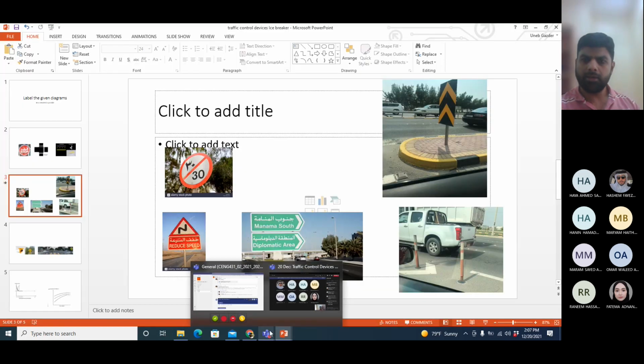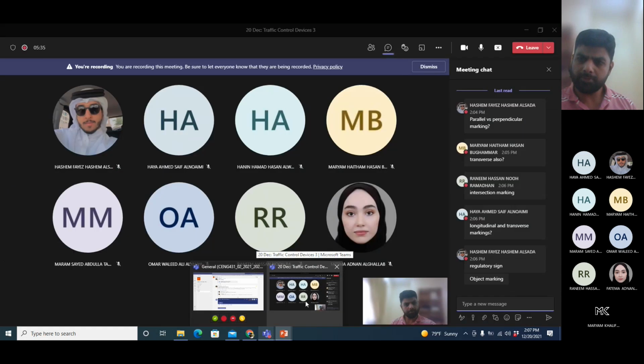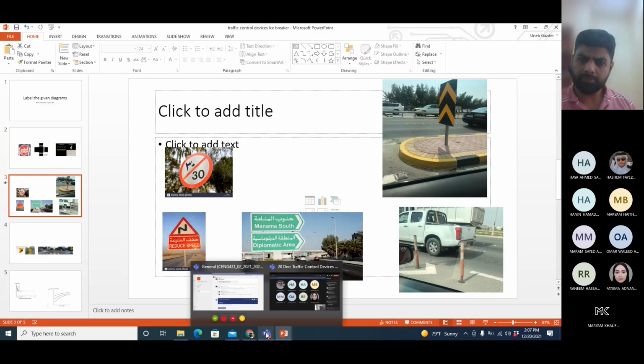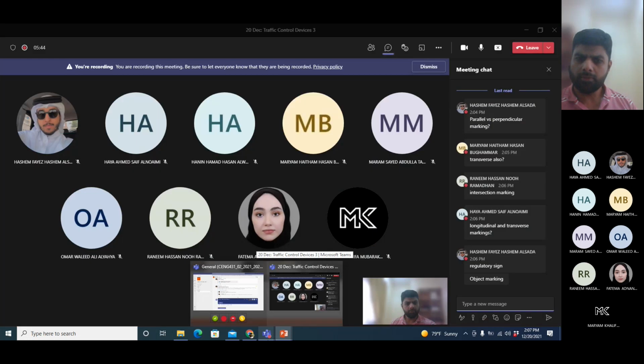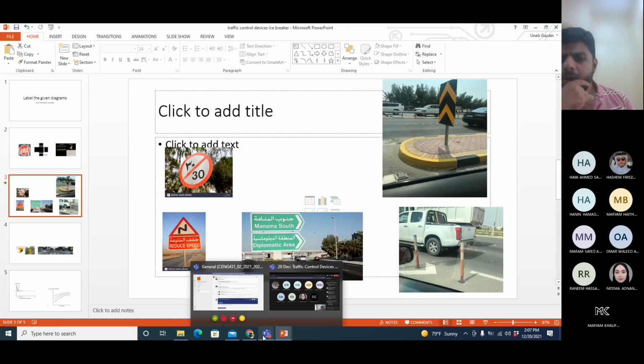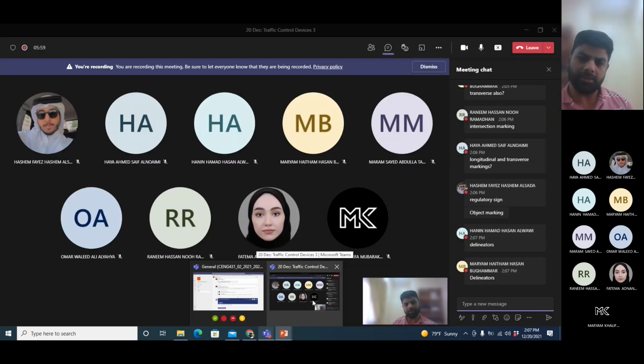Okay, great. Then the one at the bottom, right hand side, bottom figure. What is it showing? I'm basically asking about these small orange poles. What are they showing? Delineators, yes. Okay, delineators. Good.